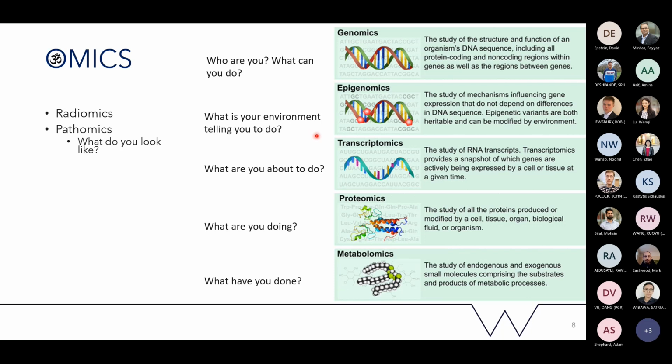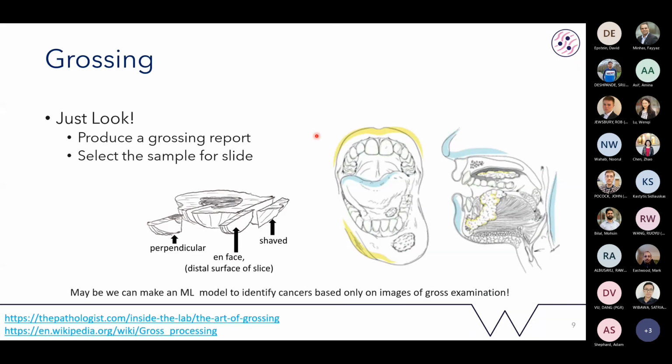And then we have radiomics and pathomics that most of us deal with every day, and that is what do you look like actually, right? So this is just omics, all of these. We'll talk a bit more about these. Grossing is the technique in which we just look at the specimen and try to infer what it is doing. You take the tumor out of a person and look at it.